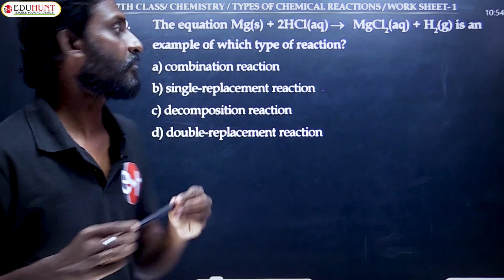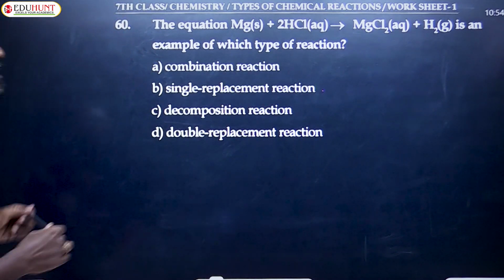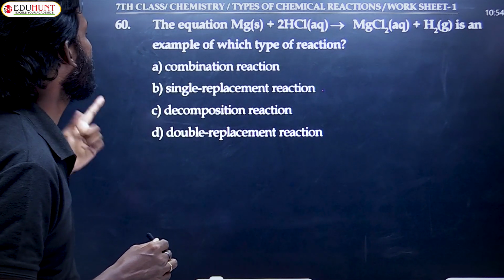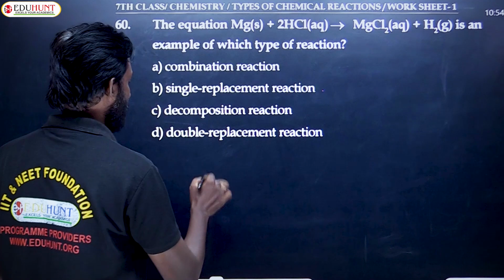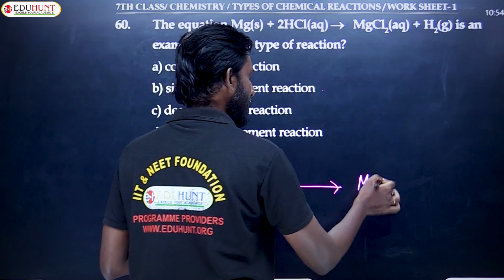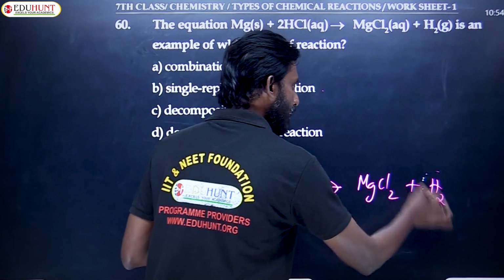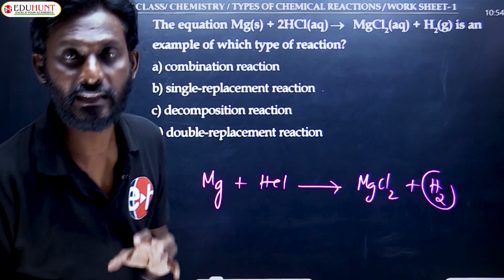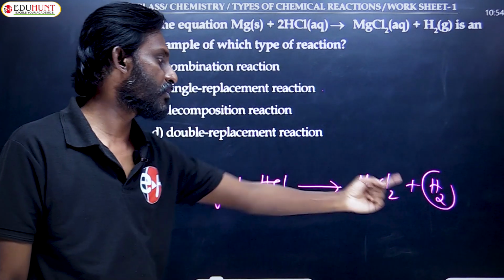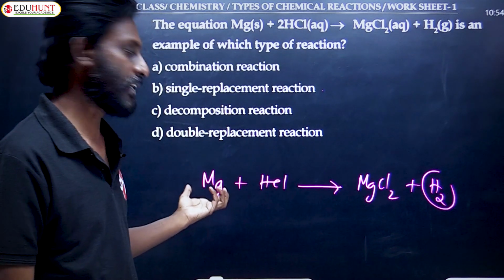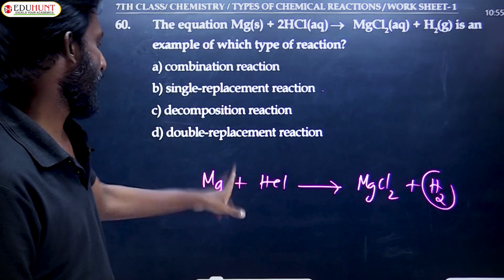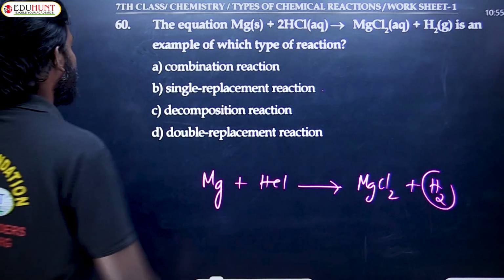The equation Mg plus HCl gives MgCl2 plus H2 is an example of single displacement. That is correct because the element and HCl give rise to MgCl2 plus H2. I explained this in the reactivity of metal concept. That means here magnesium is liberating hydrogen gas from HCl. So magnesium's reactivity is such that it can liberate hydrogen gas from acid. It's a single displacement, single replacement.